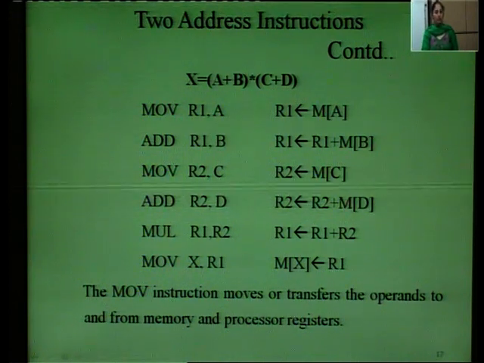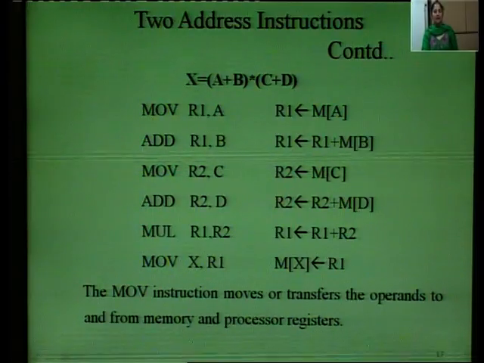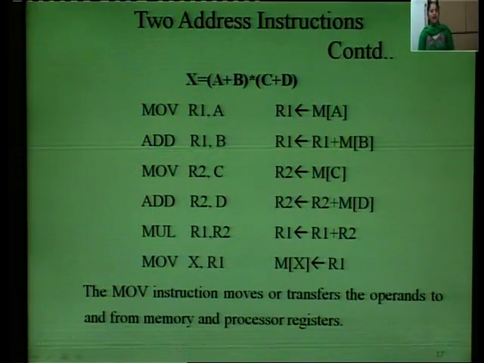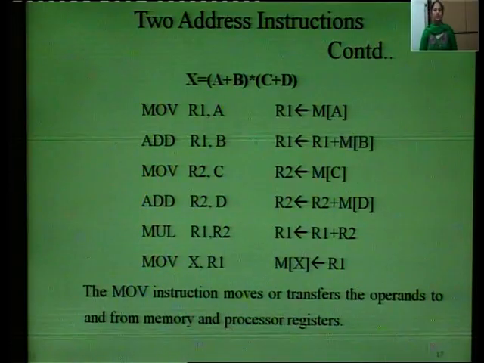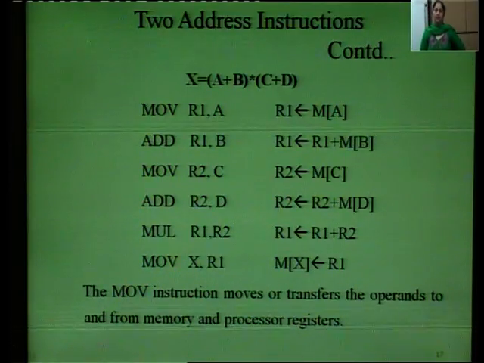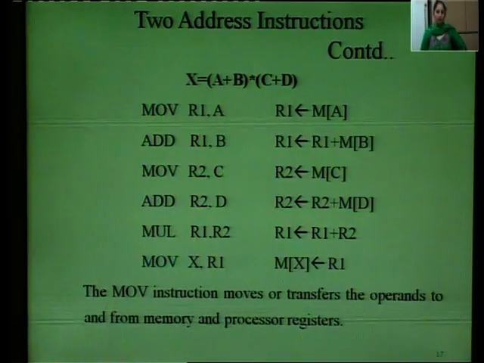The move instruction moves or transfers the operands to and from memory and the processor register. As we already discussed, in the 2 address instruction the data are stored in memory words and the processor registers, in the format of the example discussed above.